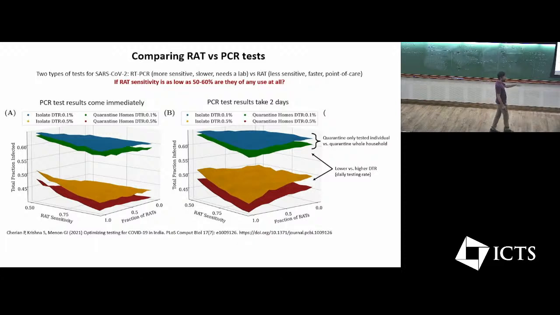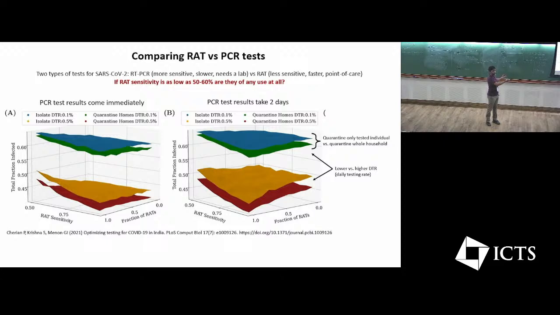But having said that, now you can ask a more graded question. If you are testing reasonably often, would you rather use lots of RAT tests, which are quick but relatively ineffective? Or would you use lots of PCR tests, which is over here?